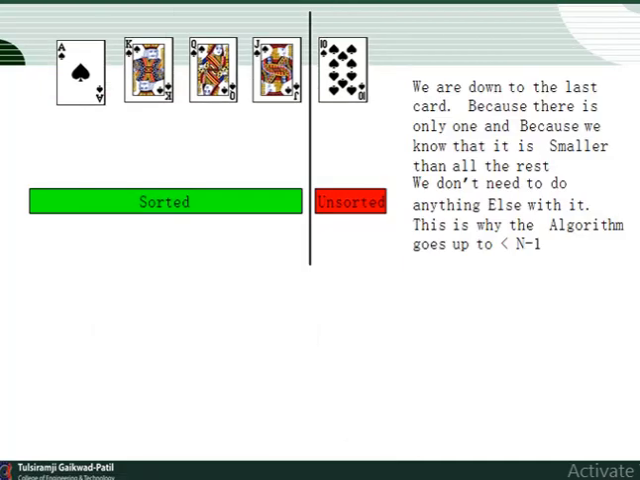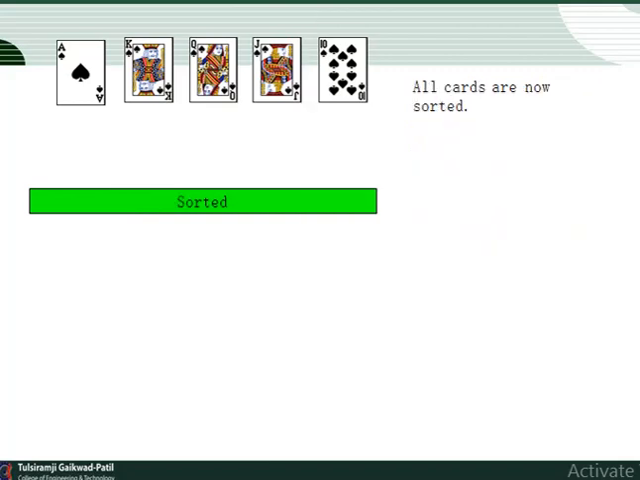And after that we are down at the last card, because there is only 1 card remaining, and because we know that it is smaller than all the rest, we did not need to do any swapping with it. This is why the algorithm goes up to less than n minus 1. Ultimately, I can say that there are 5 different cards, and the steps required to sort are 5 minus 1, that is 4. All cards are sorted now.